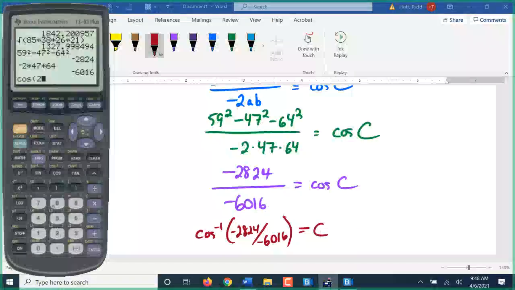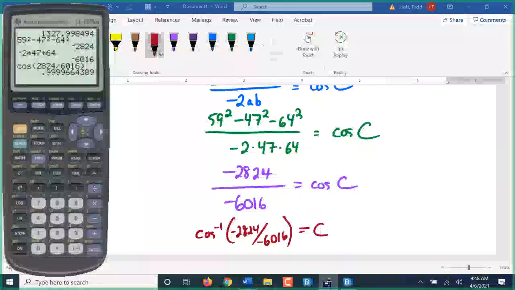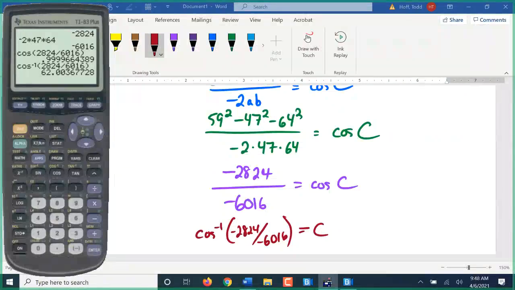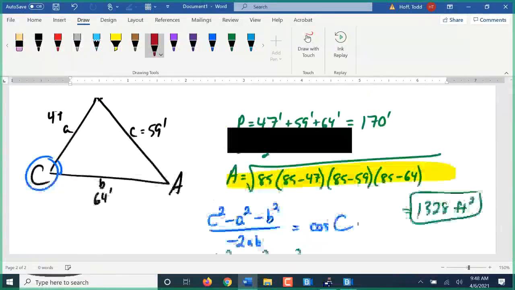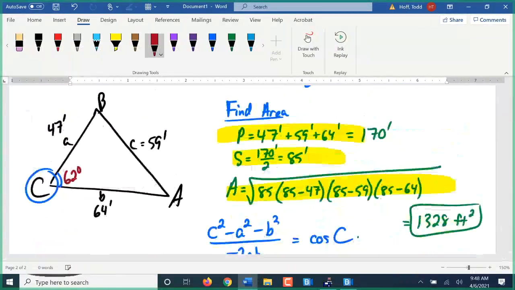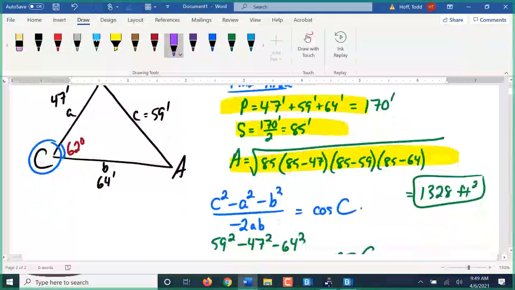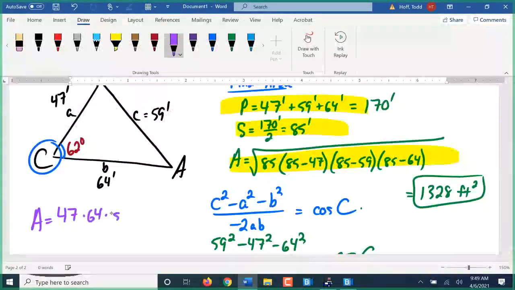Second cosine. You'll notice I'm leaving the negatives out, but I know that a negative divided by a negative is a positive. Whoops, say cosine, not inverse cosine. Second cosine, 2824 divided by 6016. There we go, we get 62 degrees for C. And go back up here, put 62 degrees in here, and I could alternatively find that area by doing 47 times 64 times the sine of 62 over 2.